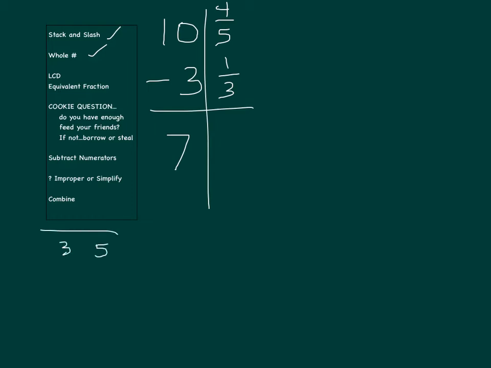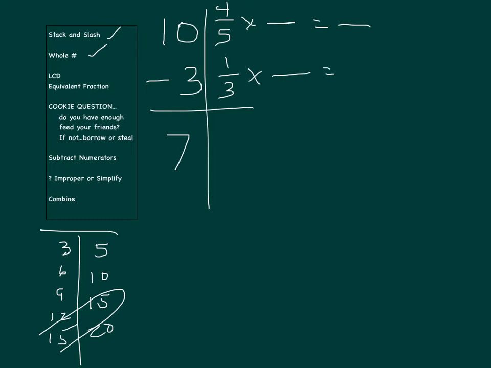And my denominators are 3 and 5. 3, 6, 9, 12, 15, 5, 10, 15, 20. And my common denominator is 15. Now I need to set up my chart and show that my common denominator is 15. And I need to ask myself, 5 times what gives me 15? And the answer to that is 3.